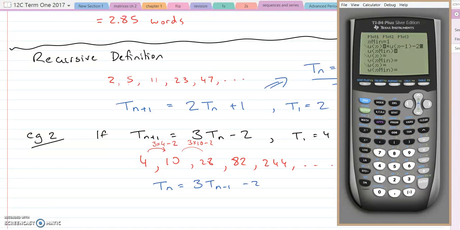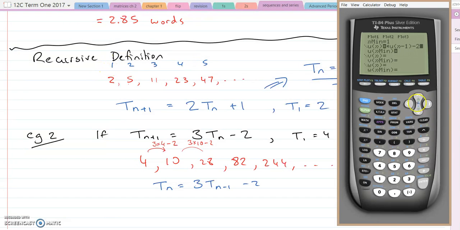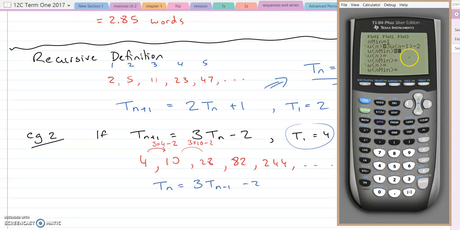This 1 up the top, this n minimum, you pretty much always use 1, you could use something else. That's just saying that this is term number 1, term number 2, term number 3, and so on. You could start counting in another number. Okay, that's all that 1 is for. The minimum, in this case, my T1, my 4, is my u n min. So I want to make a 4 there. And I don't graph that.